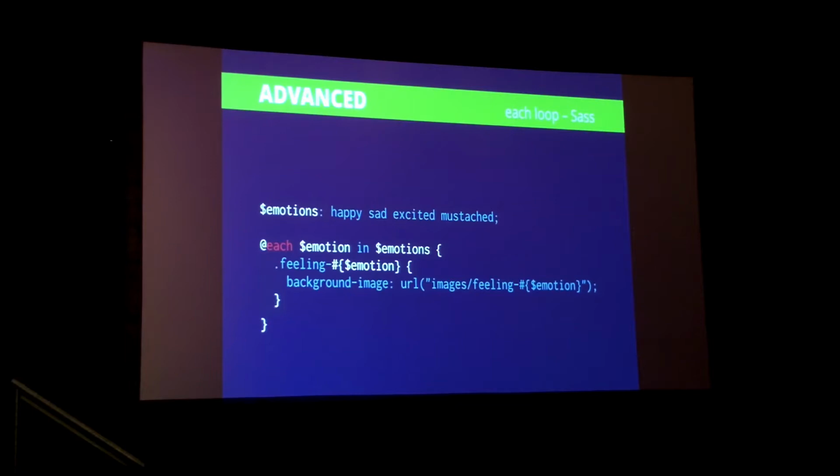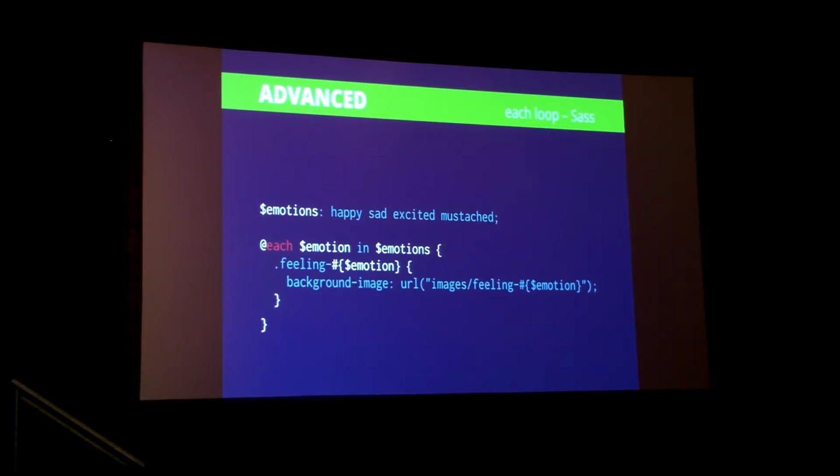Now there's also an each loop. The each loop allows us to do something really funky with some of our variables. You can actually kind of do a poor man's array or a list as variables. So we're going to create a variable, we're going to call it emotions. And in our emotions, we're going to put in happy, sad, excited, and mustached, because that's totally an emotion.